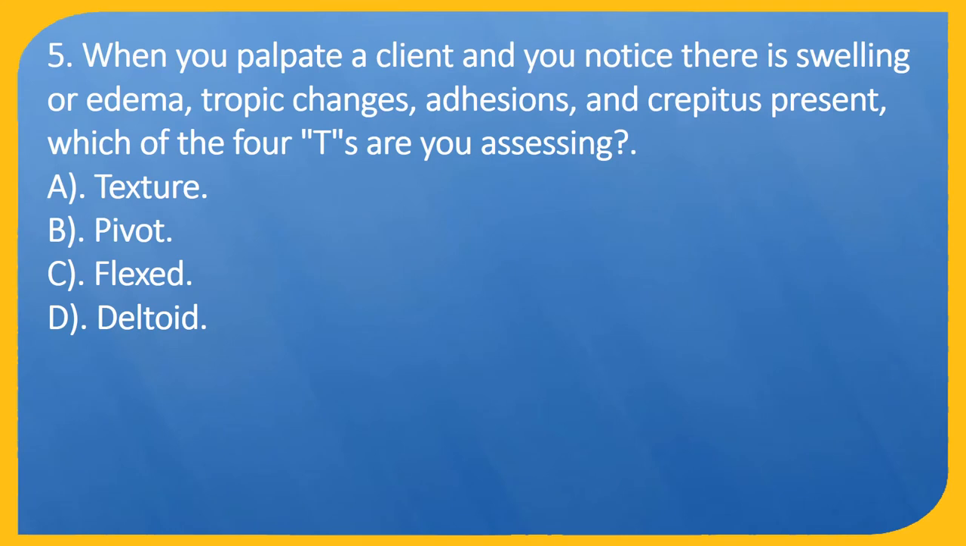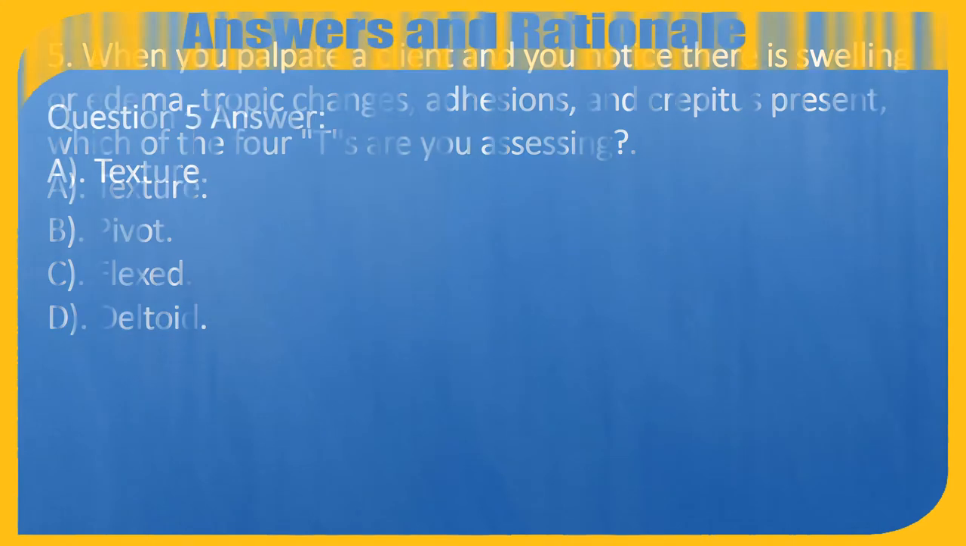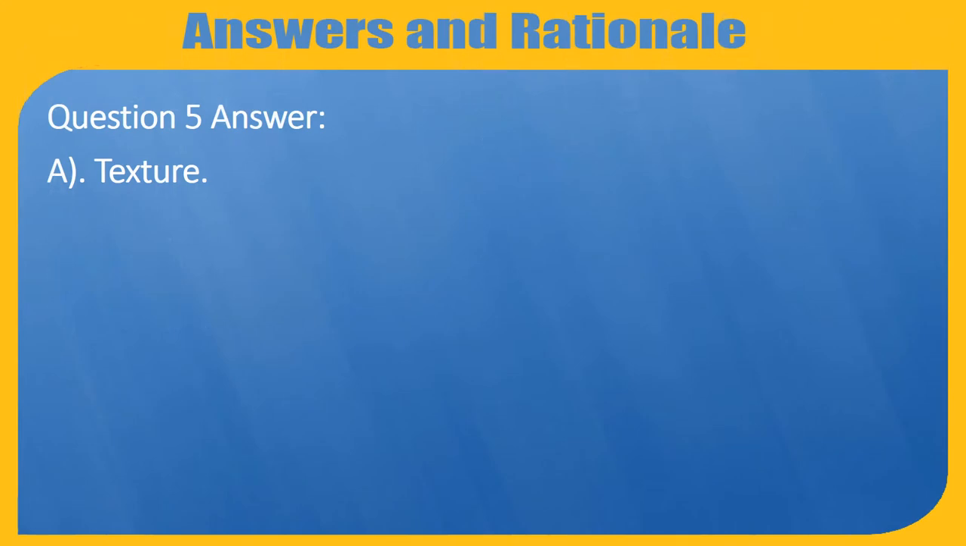Question 5. When you palpate a client and you notice there is swelling or edema, trophic changes, adhesions, and crepitus present, which of the four Ts are you assessing? A. Texture. B. Pivot. C. Flexed. D. Deltoid. Question 5. Answer. A. Texture.